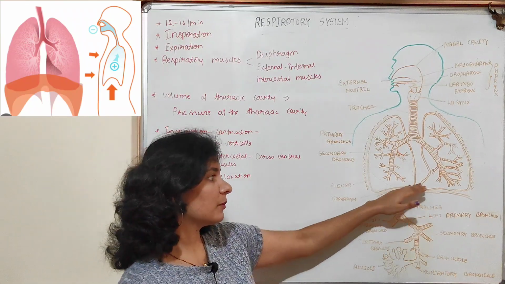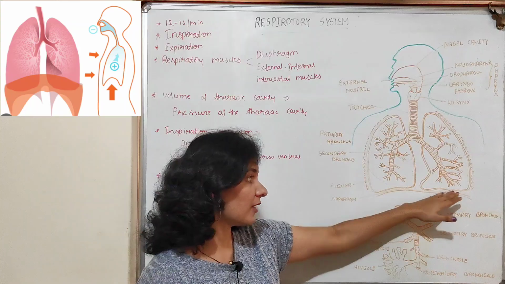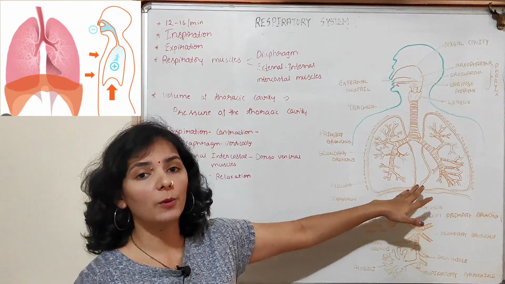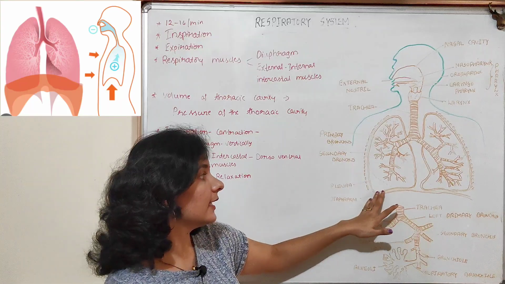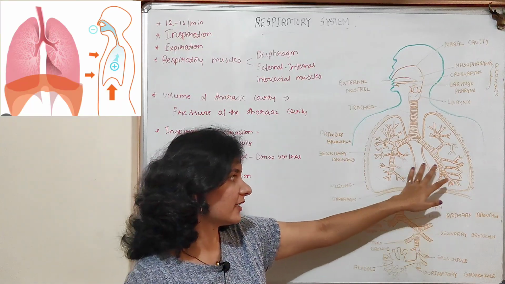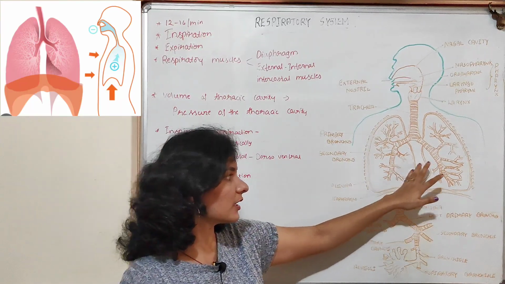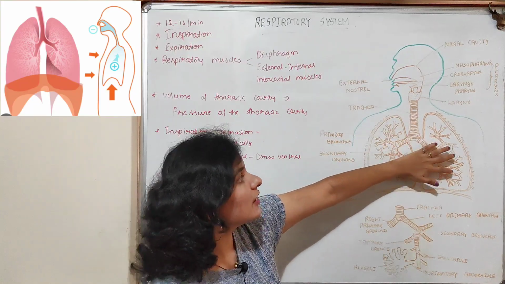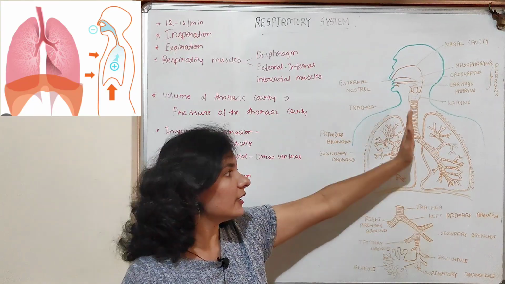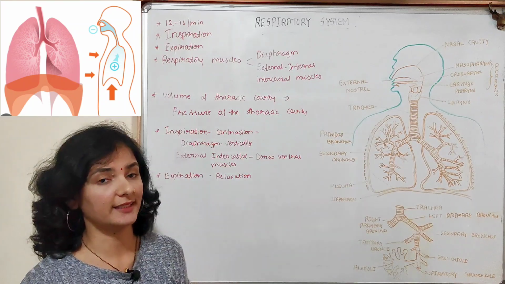So when the diaphragm relaxes, the diaphragm was flat or horizontal during the inhalation. So when this diaphragm relaxes, it regains its original shape, that is dome shape. So diaphragm becomes dome shaped. Because of that, there is a decrease in the volume of the thoracic cavity in the anterior posterior axis.